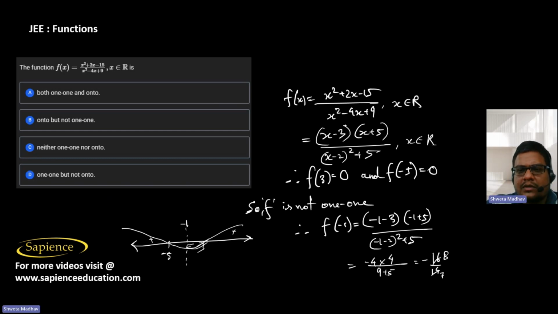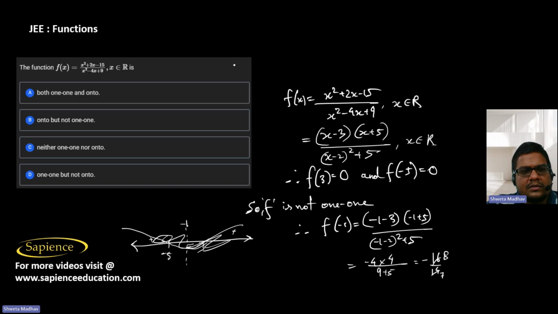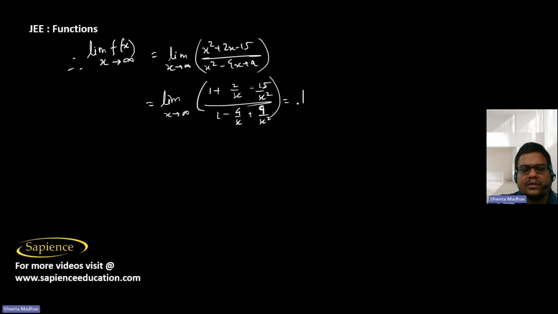Now we have to find the maximum value and minimum value of this function. So if we find the limit of f of x when x tends to infinity, that will be limit x tends to infinity of x square plus 2x minus 15 divided by x square minus 4x plus 9. Then we can divide the numerator and denominator by x square. Then we'll get 1 plus 2 by x minus 15 by x square divided by 1 minus 4 by x plus 9 by x square. So this will be equal to 1 only.